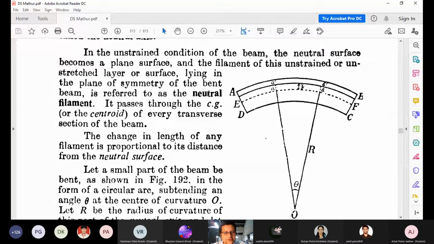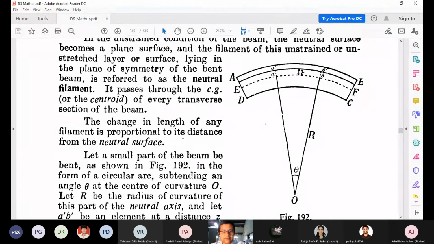So we have names: neutral filament, neutral surface, neutral axis. The neutral plane is where the compression and the extension get balanced. The beam I'm saying here is ABCD, and EF is the neutral surface, the neutral filament. The change in the length of any filament is proportional to the distance from the neutral surface.